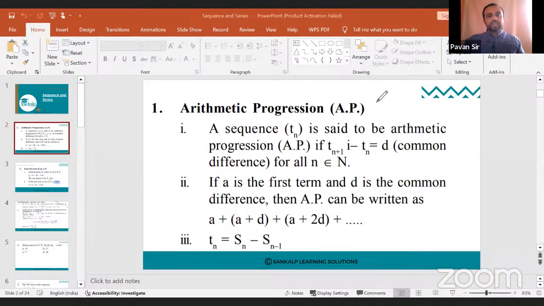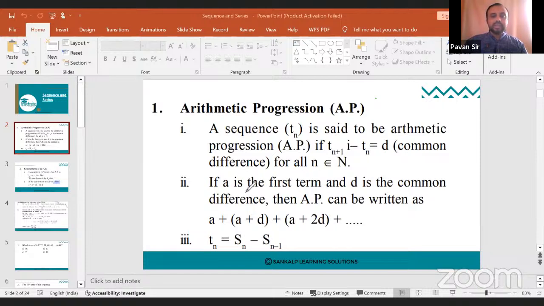So arithmetic progression. Sequence series. That first point will come. That is arithmetic progression. A sequence Tn is said to be an arithmetic progression, that is AP, if Tn plus 1 minus Tn is D, that is the common difference, for all n belonging to the natural numbers.